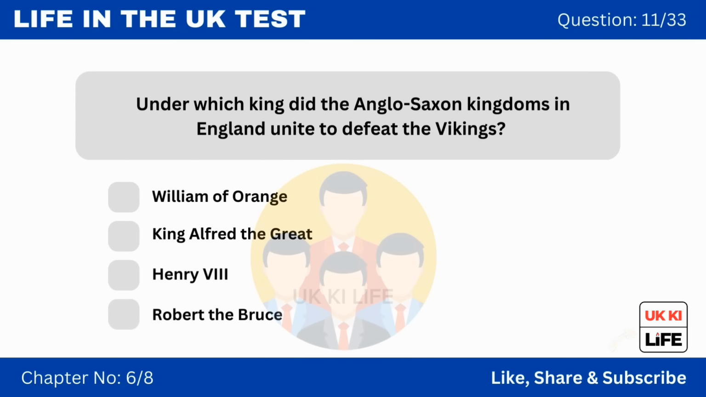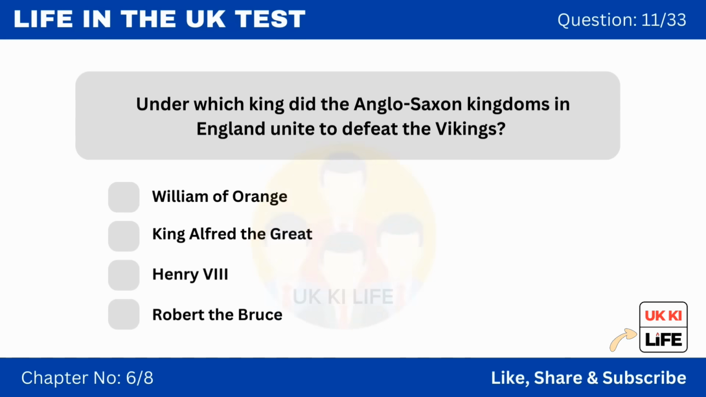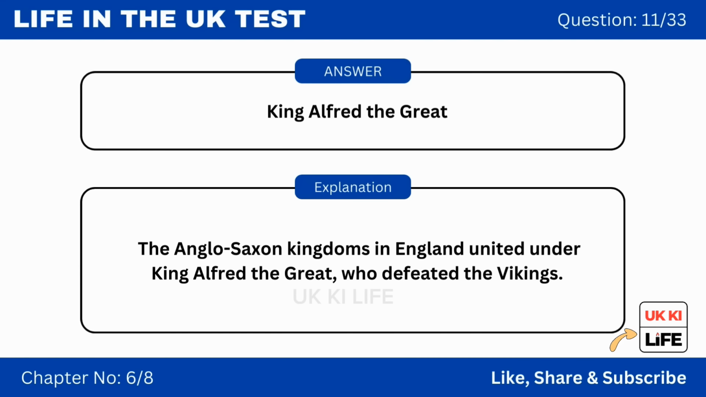Question 11. Under which king did the Anglo-Saxon kingdoms in England unite to defeat the Vikings? William of Orange, King Alfred the Great, Henry VIII, Robert the Bruce. The correct option is B. Explanation. The Anglo-Saxon kingdoms in England united under King Alfred the Great, who defeated the Vikings.